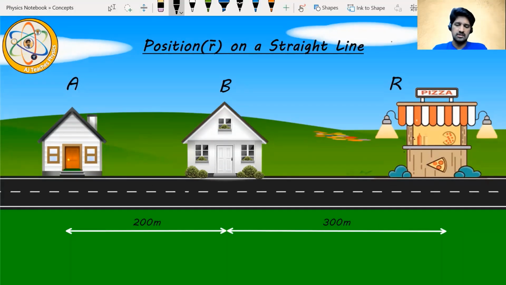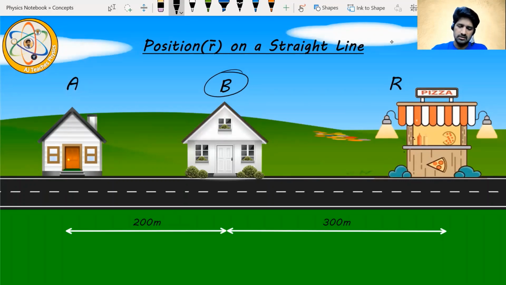Suppose you were asked to describe the position of house B in this picture. How would you describe its position, or how would you describe its location to another person? Go ahead and try. Now, if I had to describe the position of house B, I would say it is 200 meters to the right of house A.